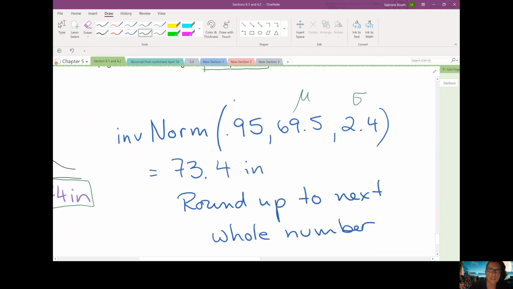So this is the area that's given to us already. And that is approximately 73.4.